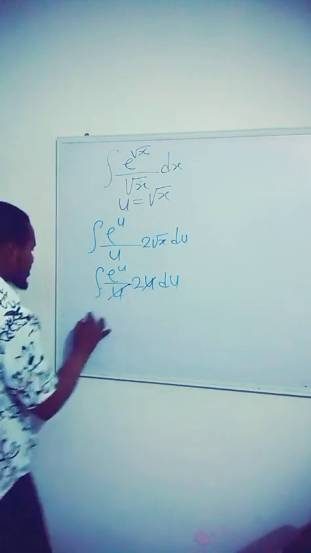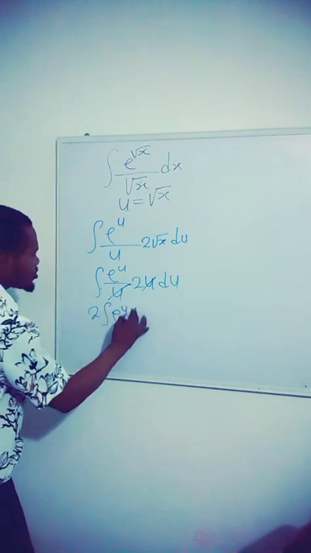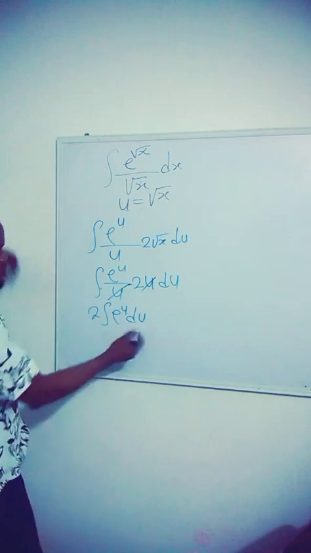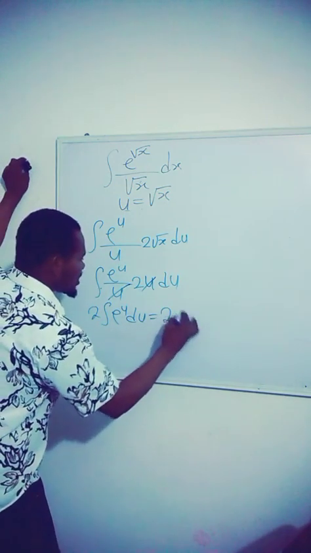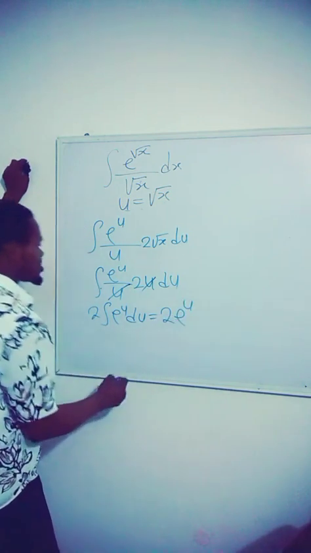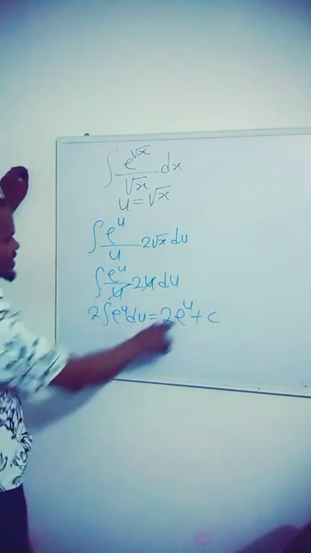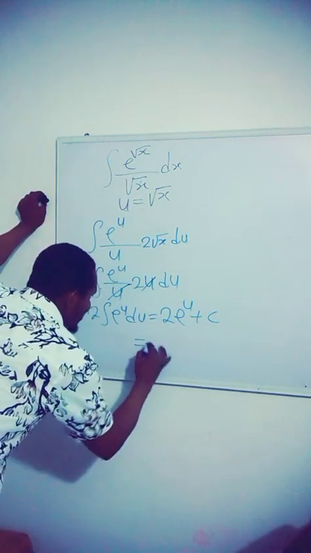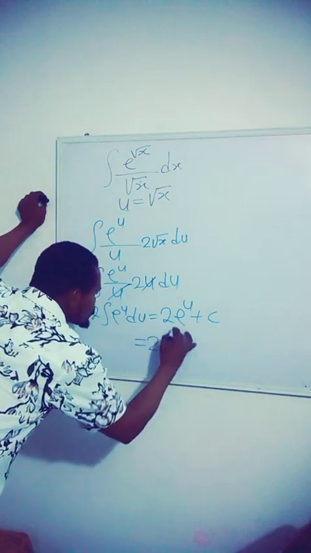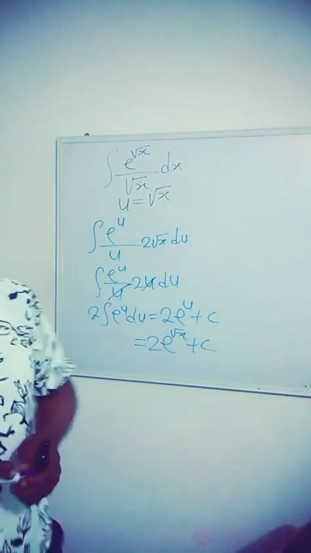This is a constant, it can come to the front. Integral of e raised to power u du. So I told you when you integrate exponential u, it is e raised to power u plus c. And don't forget our u is what? Root x. So the final answer is 2 e raised to root x plus c. We call it a day.